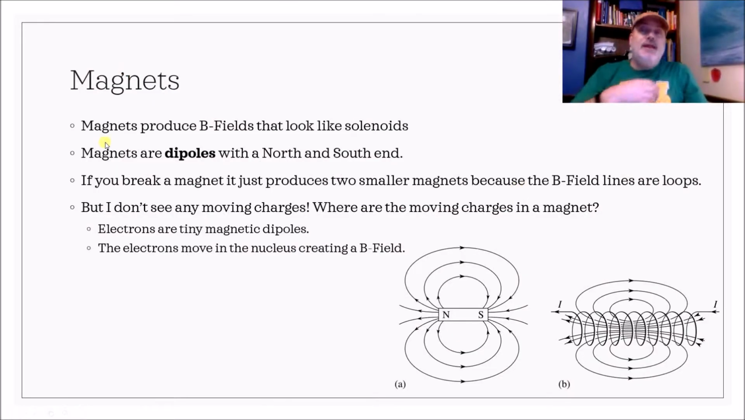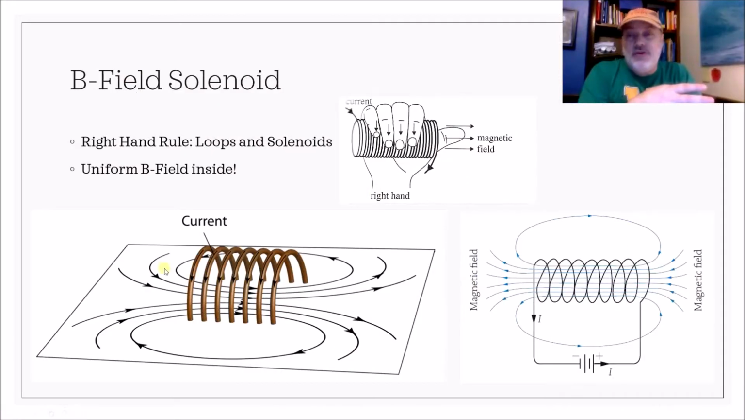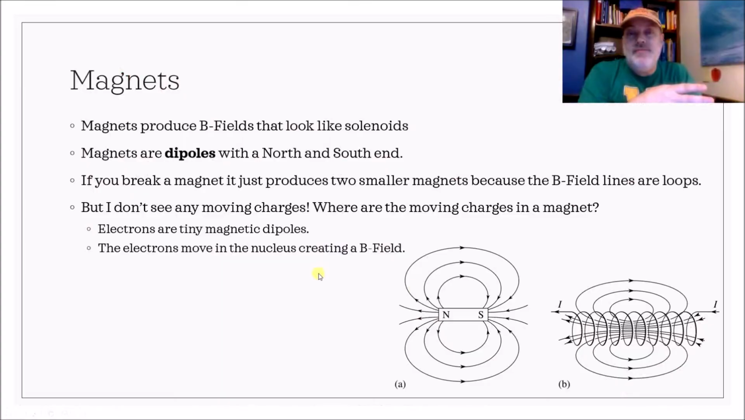Magnets produce a magnetic field that looks a lot like a solenoid. So if we go back, see this magnetic field? It looks a lot like this magnetic field or this magnetic field. You can see the comparison right here. So we have the north and south end of a magnet. The magnetic field lines exit out the north and then curl around and enter the south, but they continue through the magnet. They haven't shown them here, but they continue through just like they would for a solenoid.